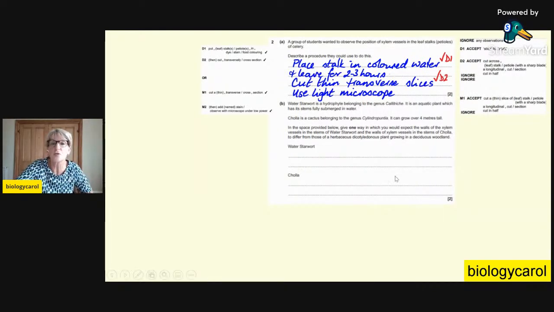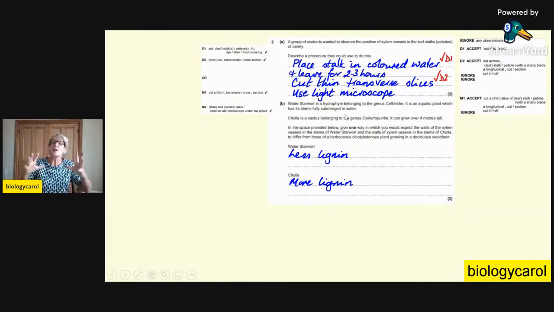So we're just talking about how, in one way, you would expect the walls of the xylem vessels to differ from a normal plant. My answer was really brief. In the water starwort, and here we got a little clue in the question, it's an aquatic plant which has its stems fully submerged in water.